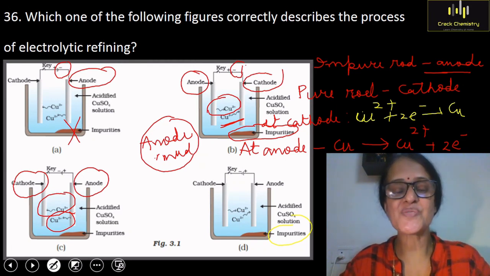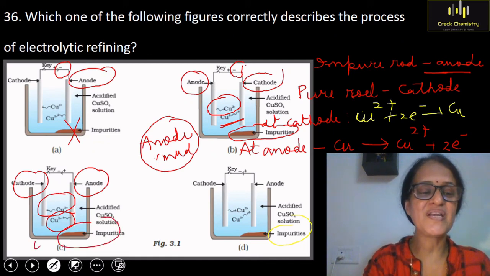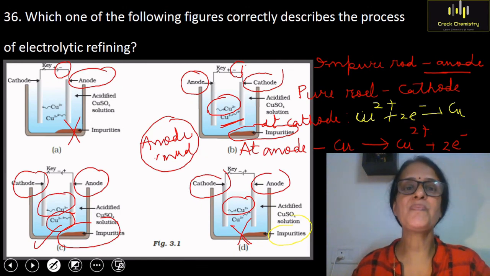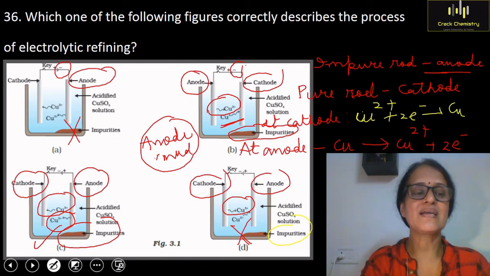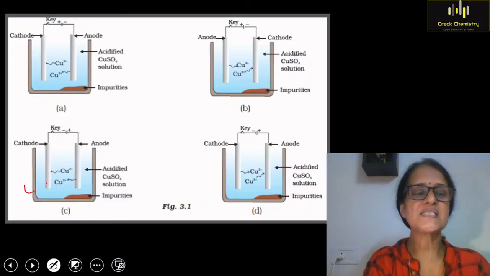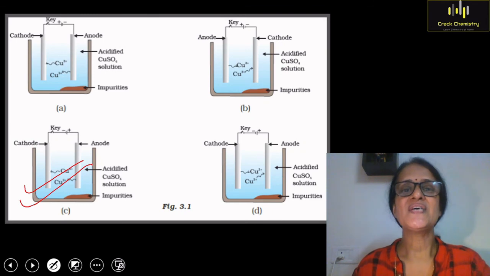And now the last point we will see, the impurities. Impurities means anode mud has been shown below the anode. So this is also the correct statement. Option C is the correct option. So children, I hope it is clear to you. Your correct option is option C. I hope each and every point is clear to you.